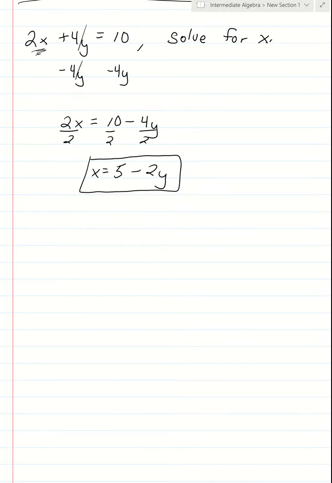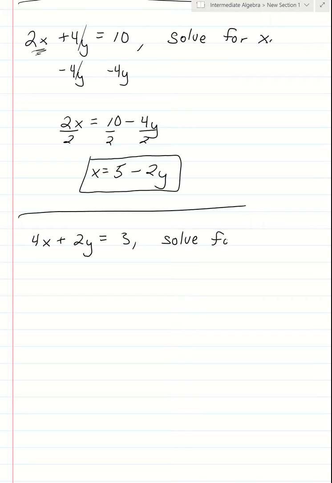Let's say we have 4x plus 2y equals, let's say, the number 3. Except now, once again, I'm going to ask you to solve for the variable y. We want to get the variable y all by itself.